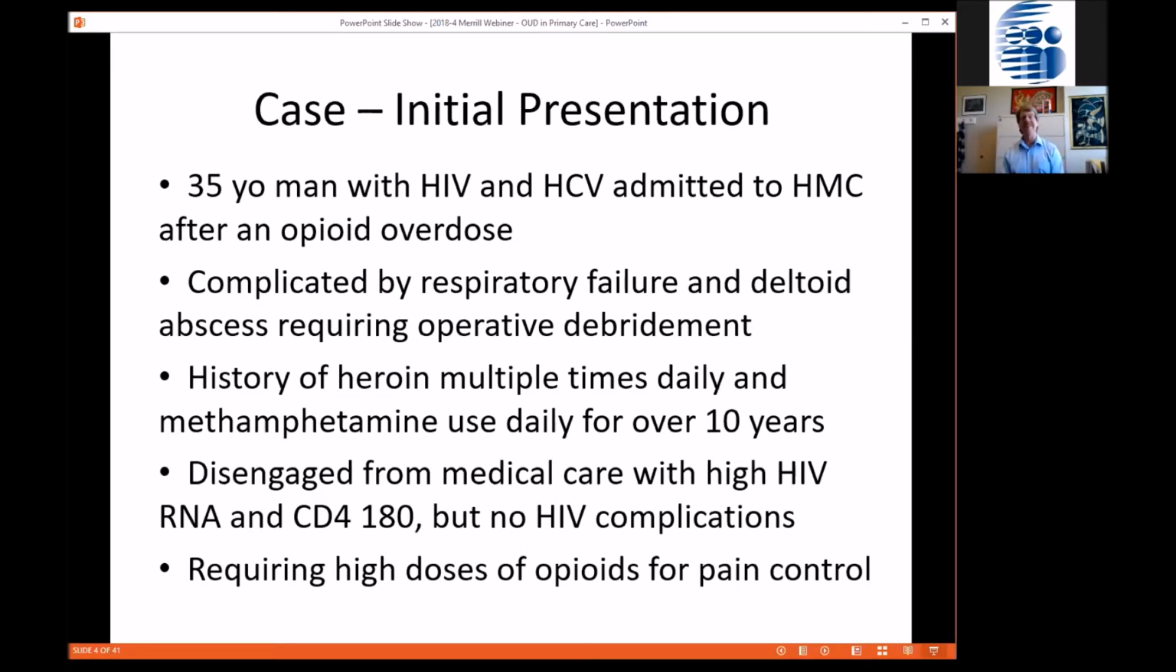He's been disengaged from medical care. He does have a high HIV RNA and a CD4 count that's on the low side. He hasn't had any HIV complications, but really not engaged in care. And while he was in the hospital and in the ICU, he required high doses of opioids for pain control.